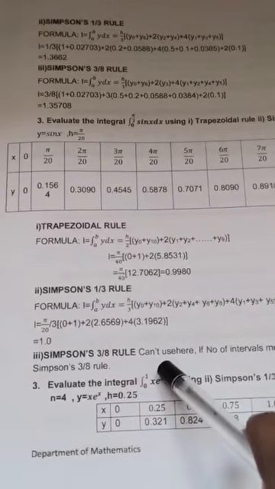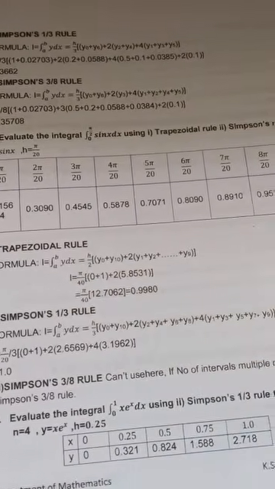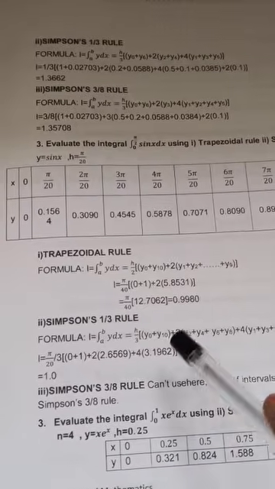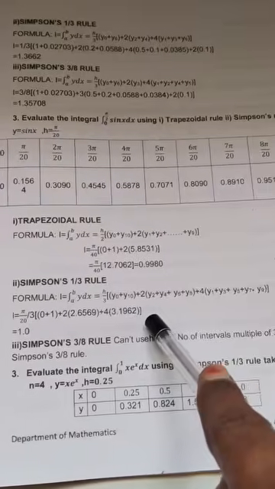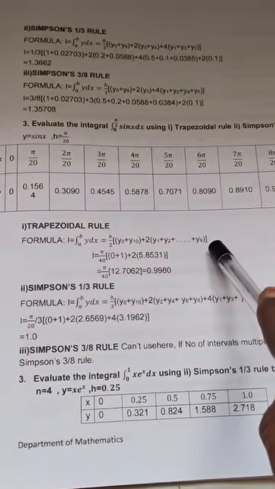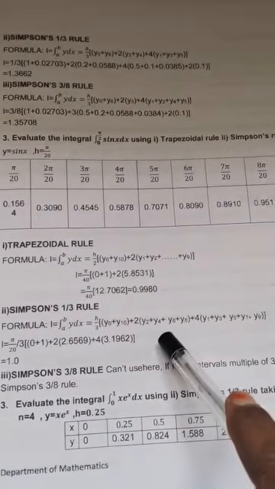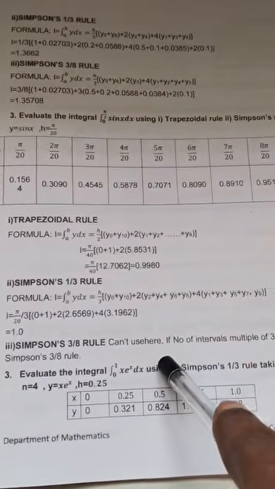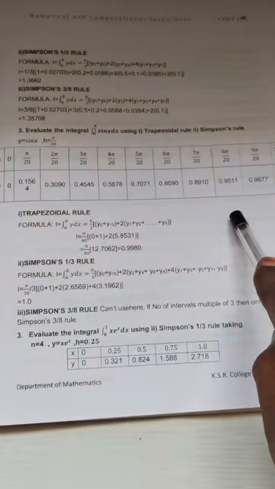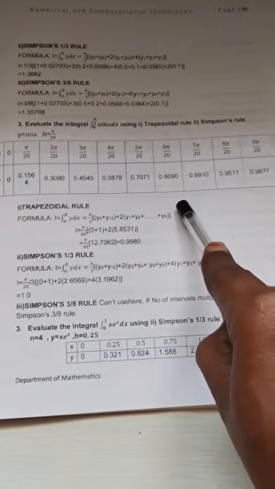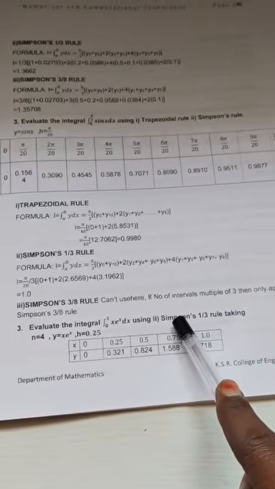Every rule has its own condition. For the trapezoidal rule, any number of intervals can be used. But for Simpson's 1/3 rule, the number of intervals must be even. Here the number of intervals is even, because there are 10 intervals, so we use Simpson's 1/3 rule. Similarly, to use the 3/8 rule, the number of intervals must be a multiple of 3. But here the number of intervals is 10, which is not a multiple of 3. So we can't apply Simpson's 3/8 rule.